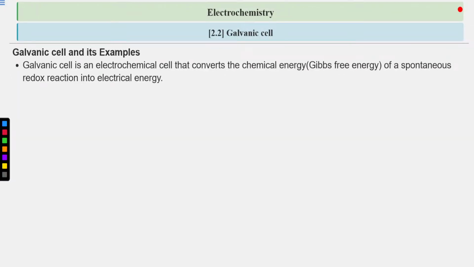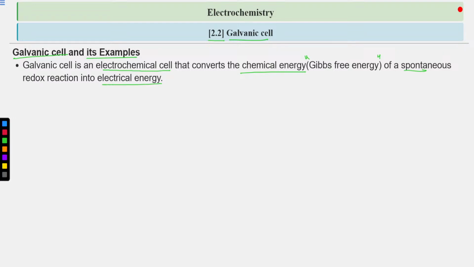Okay, now let's move to our next topic, which is marked as 2.2, galvanic cell, in our NCERT textbook of the electrochemistry chapter. Under this topic, first of all, let's see what a galvanic cell is and what its examples are. So a galvanic cell is an electrochemical cell that converts the chemical energy or Gibbs free energy of a spontaneous redox reaction into electrical energy.